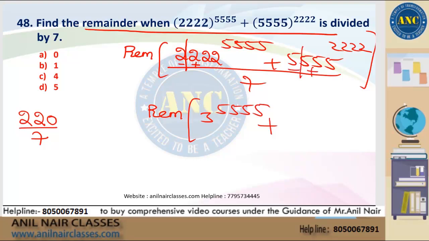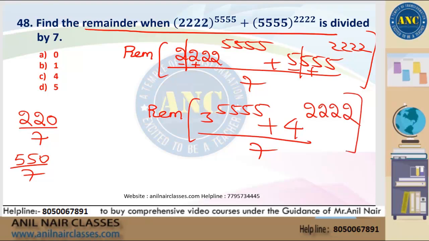555 plus minus. 555 minus 5 is 550. 550 divided by 7. 7 7's are 49, 60. 7 8's are 56, 4. Already we did it. 4 power 2 divided by 7. So if it is 7, you can also do like this.